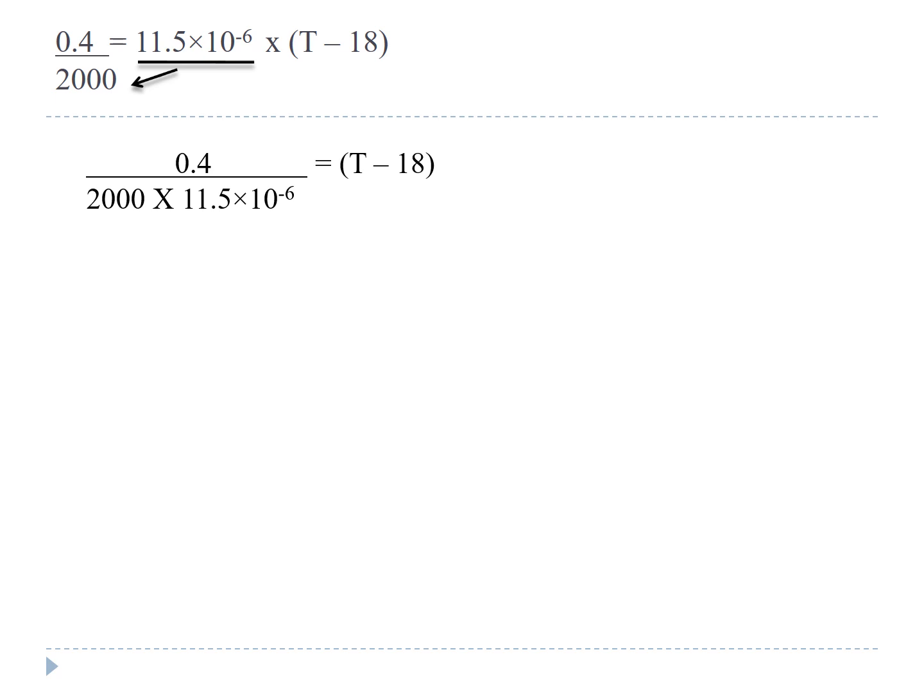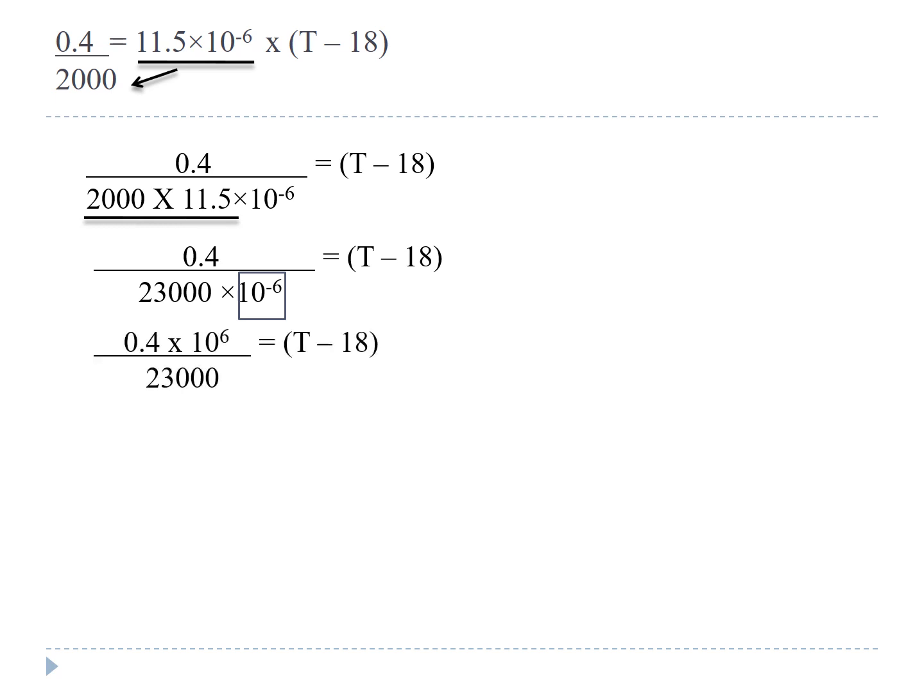So we have 0.4 divided by 2000 into 11.5 into 10 raised to minus 6. So first let us multiply this number, that is 2000 into 11.5. When we multiply, we get 0.4 divided by 23,000 into 10 raised to minus 6. Now this 10 raised to minus 6, if you take it into the numerator, the minus 6 will become plus 6. So this will be 0.4 into 10 raised to 6 divided by 23,000.